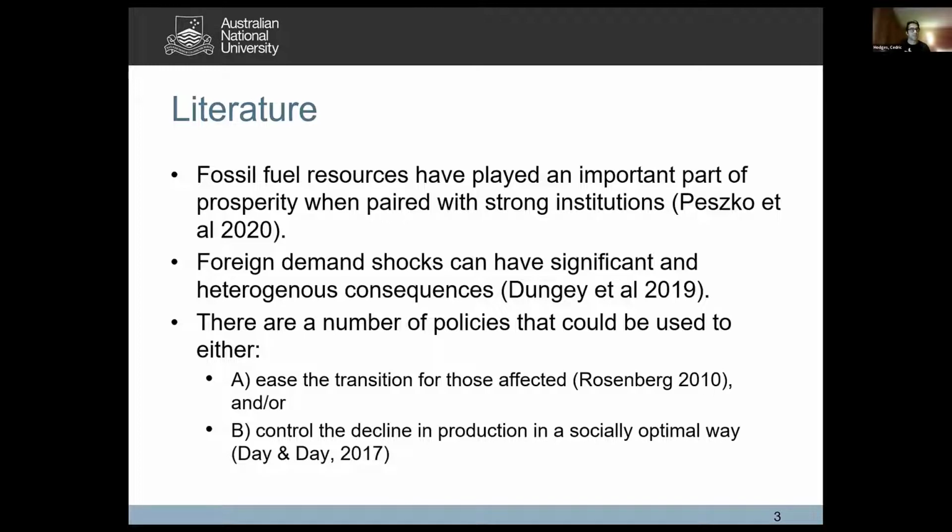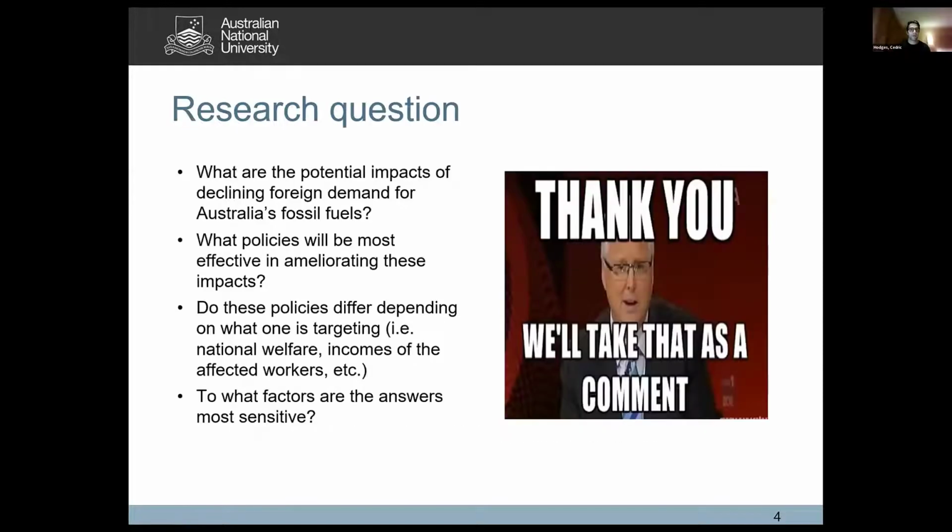If you were to look at it as an inevitable exogenous shock that's going to hit the economy, it's not impossible that the government could play a role in causing the reduction in production itself through an export tax, for example. And that's what the paper by Day and Day in 2017 showed could have quite positive impacts.